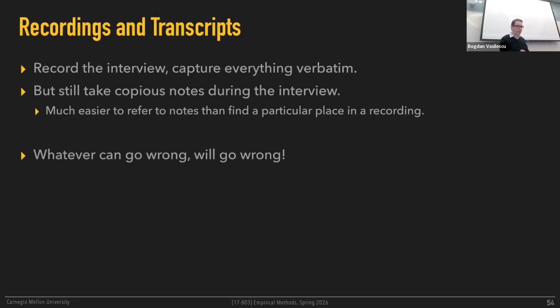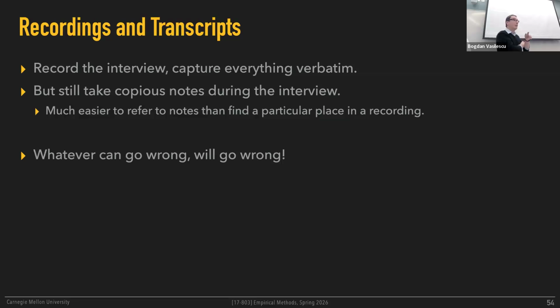Okay, recordings. So record the interviews, obviously with permission of the participants. You tell them that you're doing this. You're telling the IRB that you're doing this. You remind them at the beginning of the interview, even if they agreed to being recorded when you invited them, you remind them that you're doing this. You start the recording after they've confirmed that they're okay with it again. This is very useful to capture everything verbatim.